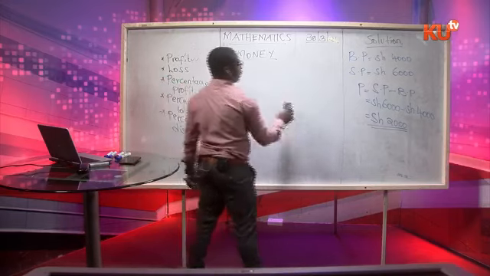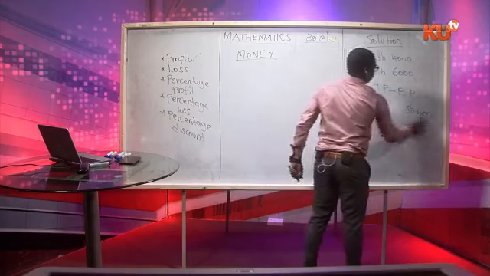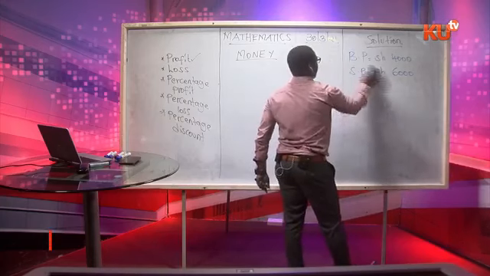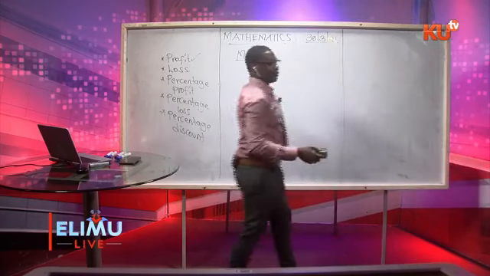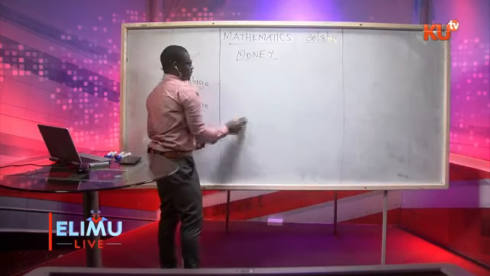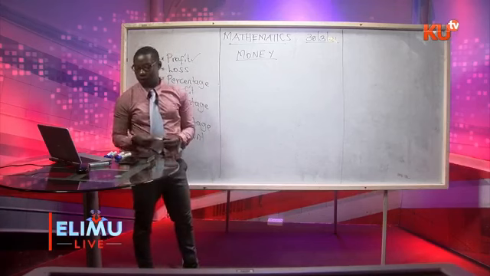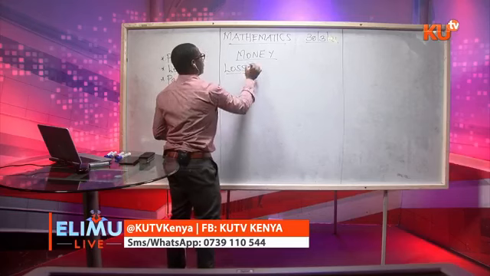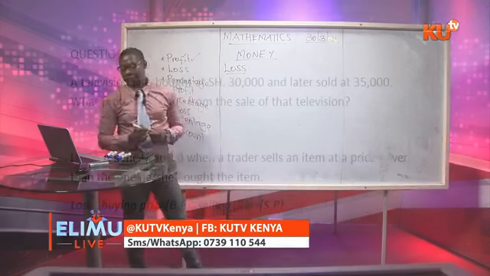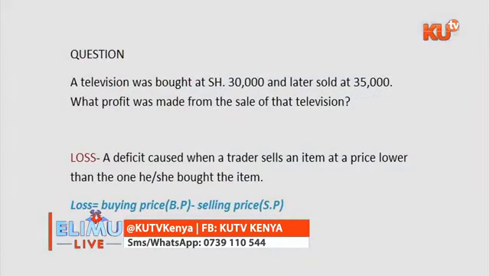For you to have a profit, your selling price must be higher than your buying price. When your selling price is higher than your buying price, you are going to get a profit. So let's now look at what loss is. We can define loss as a deficit that is caused when a trader sells an item at a lower price than he or she bought it.